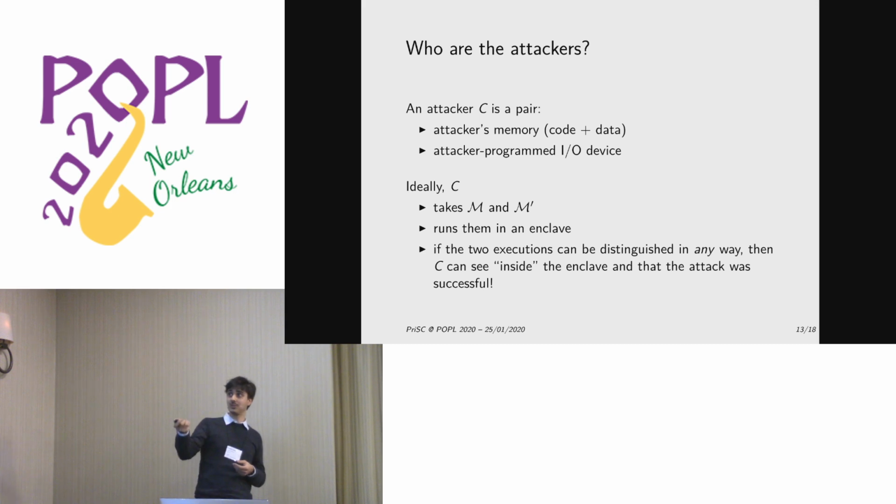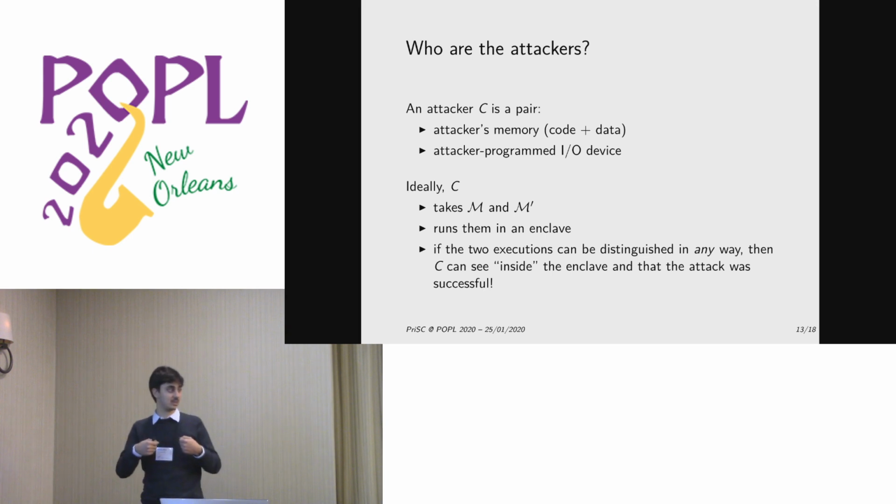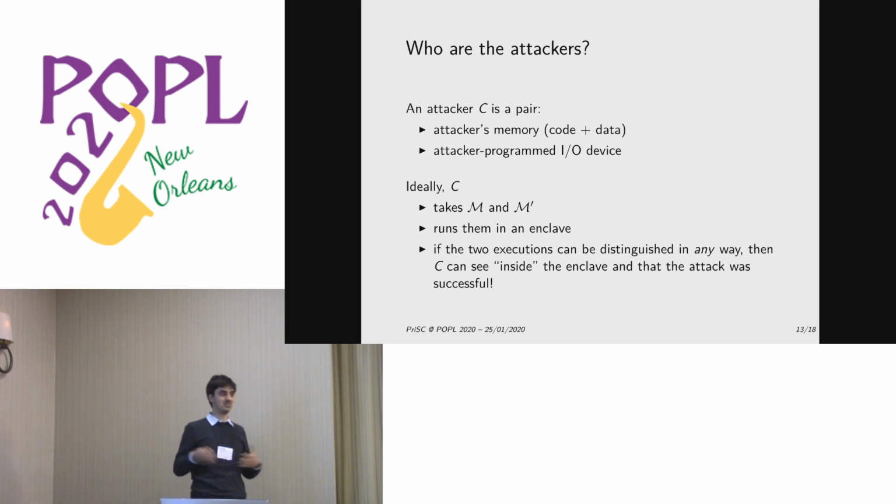So what the attacker does to attack a module is take two modules, M and M prime, run them in an enclave, and try to distinguish them by any means it can use. If it can distinguish them, then it can see somewhat inside the enclave and extract some secret. So its attack is successful.